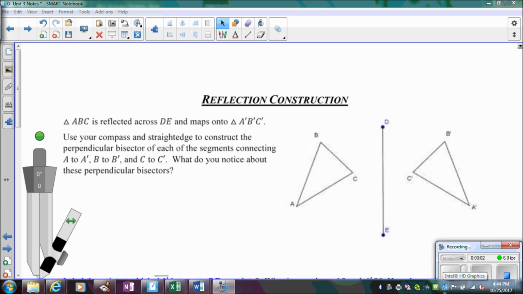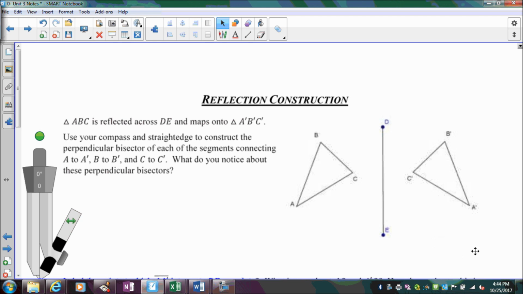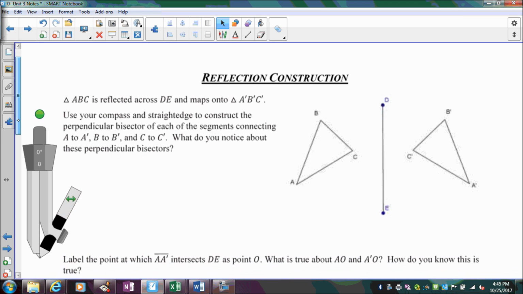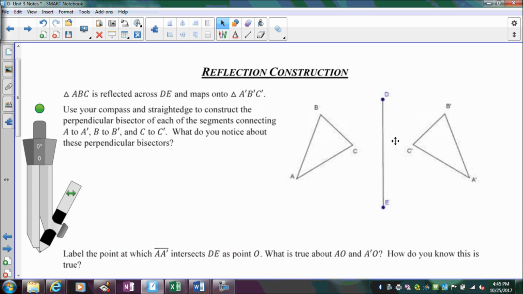In this video, we're going to learn how to construct reflections in plane space. The first thing here is we need to look at the line of reflection. In this picture, triangle ABC is reflected over segment DE, and the result is triangle A prime, B prime, C prime. The directions say to use our compass and our straight edge to create the perpendicular bisector of each of the segments formed by joining the pre-image and image points.